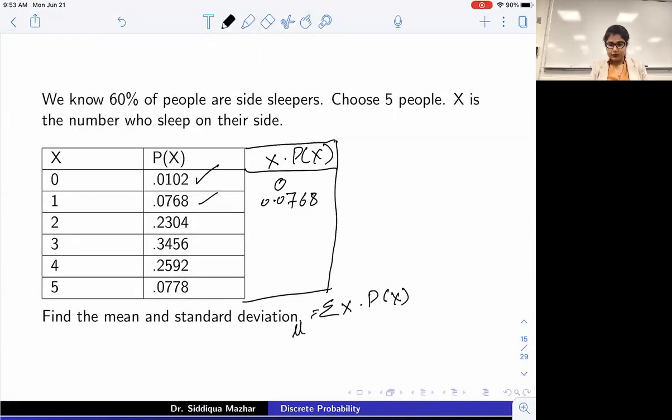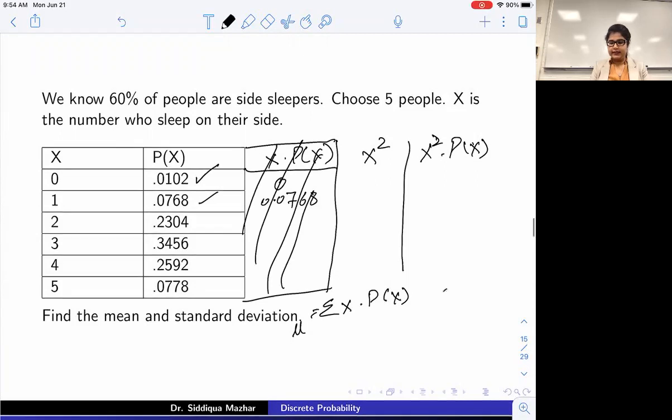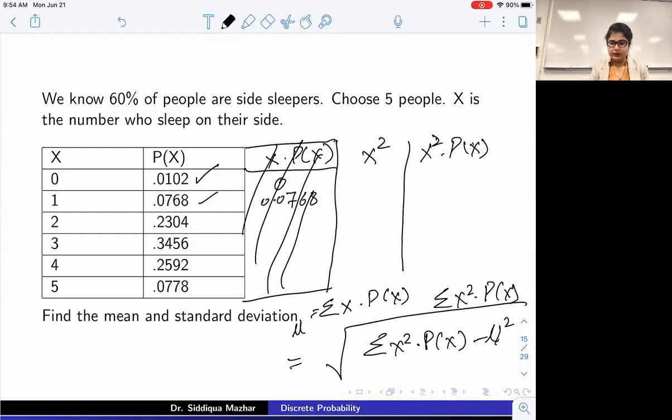For standard deviation, as I told you, once you find x times P(x) and the mean, you skip this column and write a column for x squared times P(x). Then you take the sum of x squared times P(x), and subtract from it mu squared, the square of the mean. Then you take its square root. This gives you the standard deviation.